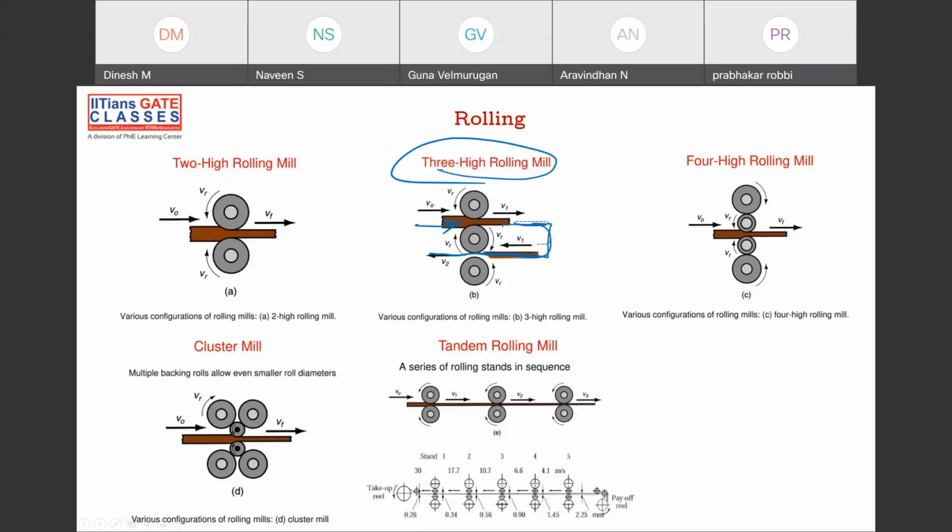So what is this question? What material is used in rolling? I didn't get you. What is the material used in rolling? You can use any material: mild steel, aluminium, whatever material you want to use. It doesn't matter. For the other question you asked, I didn't get it. What is that?